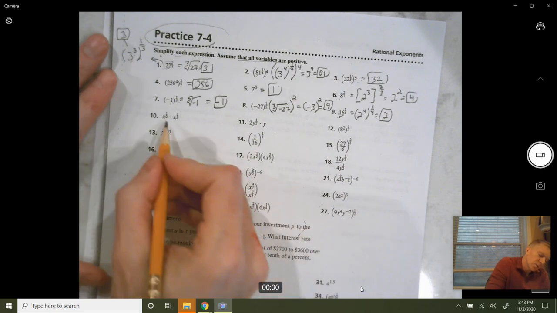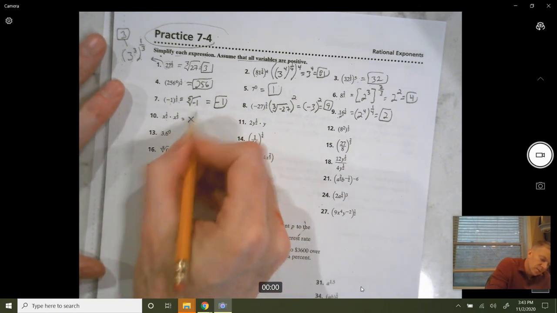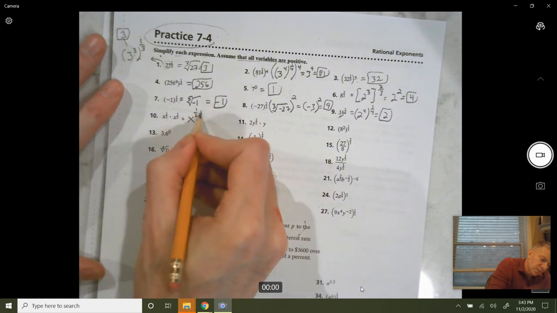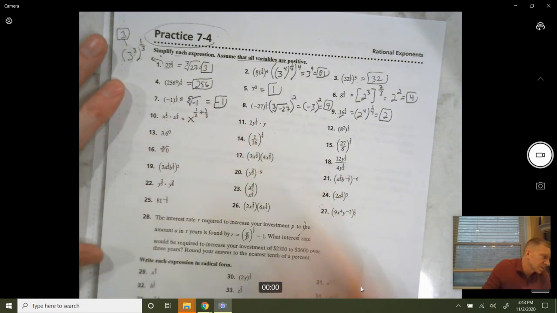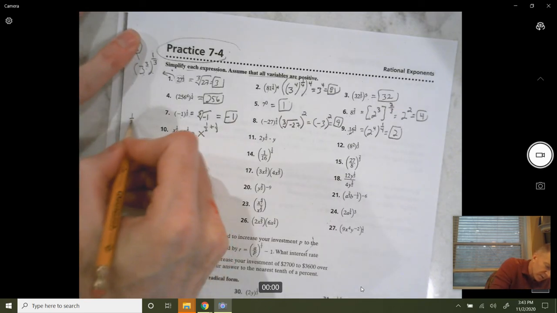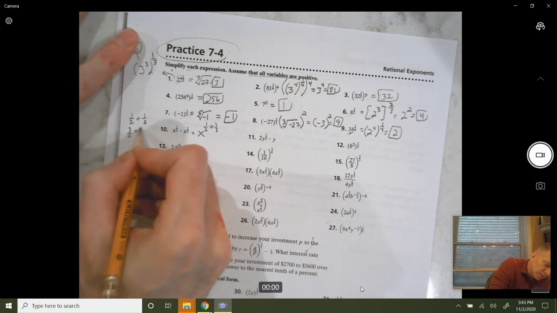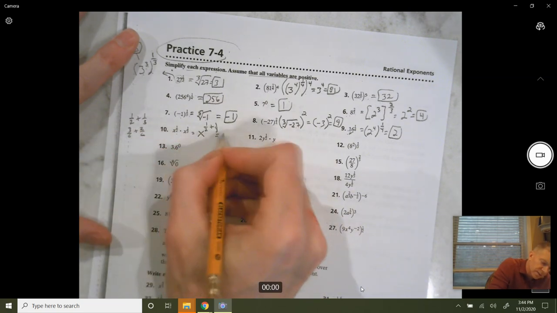Okay, this one, x to the 1/2 times x to the 1/3. Well, you're going to leave the base alone. 1/2 plus 1/3, add your exponents. I usually will go off to the side to add my exponents. 1/2 plus 1/3. Okay, so that's 3/6 plus 2/6, and I get 5/6.